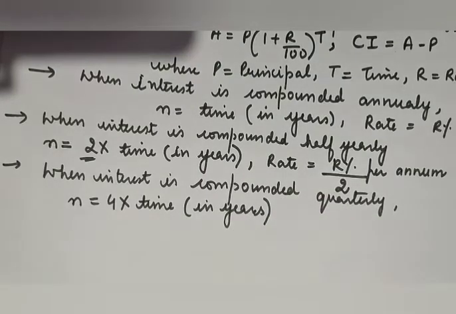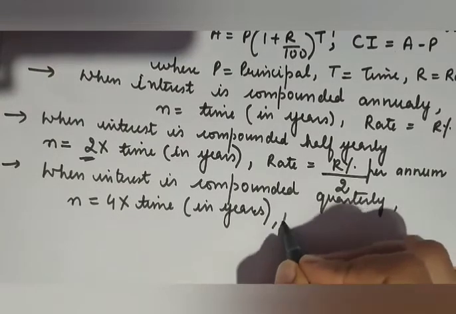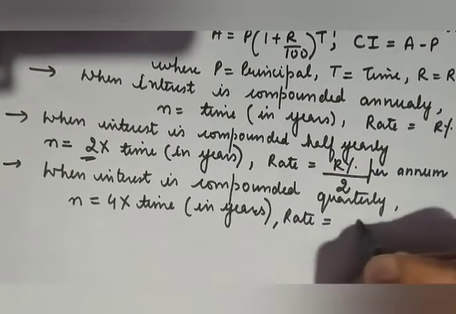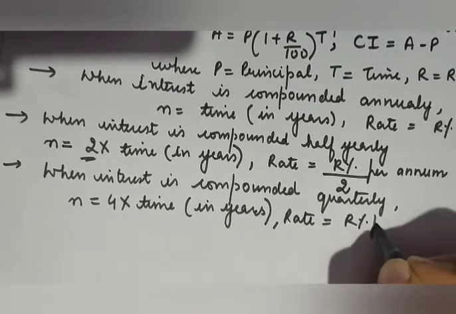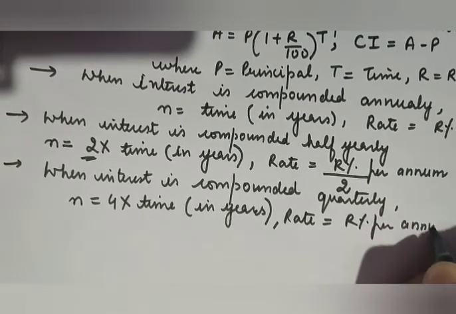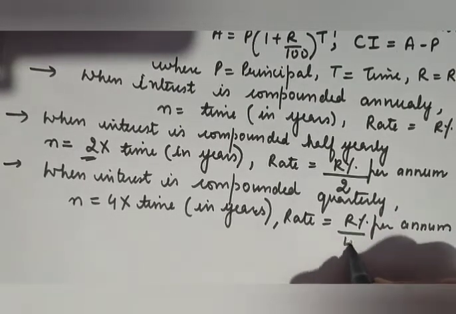I hope it is clear why I am saying 4 into time in years. The reason is that there are 4 quarters in a year, and whenever the time is given to you in years and you have to compound your interest quarterly, then you have to multiply it with 4, and similarly you have to divide your rate, that is R percent per annum, by 4. I hope it is clear to you, students.